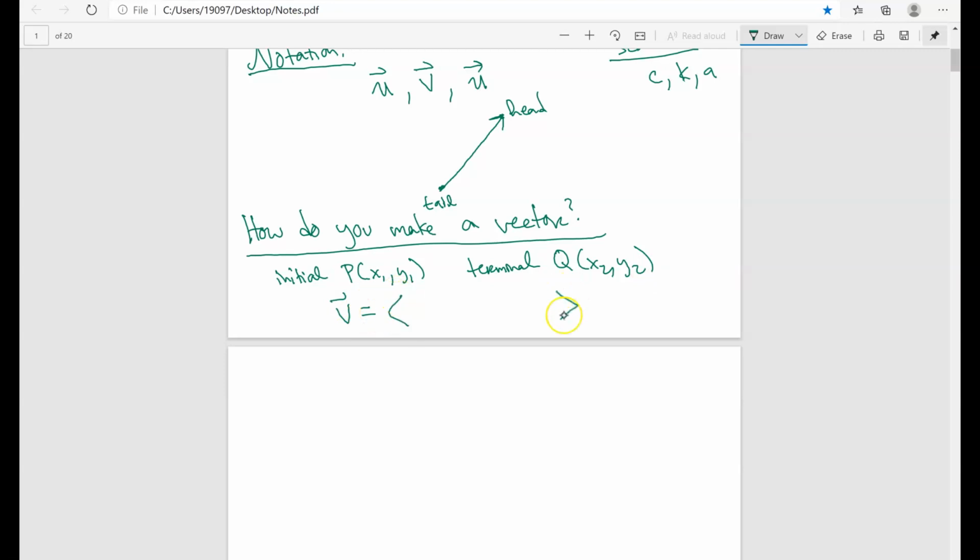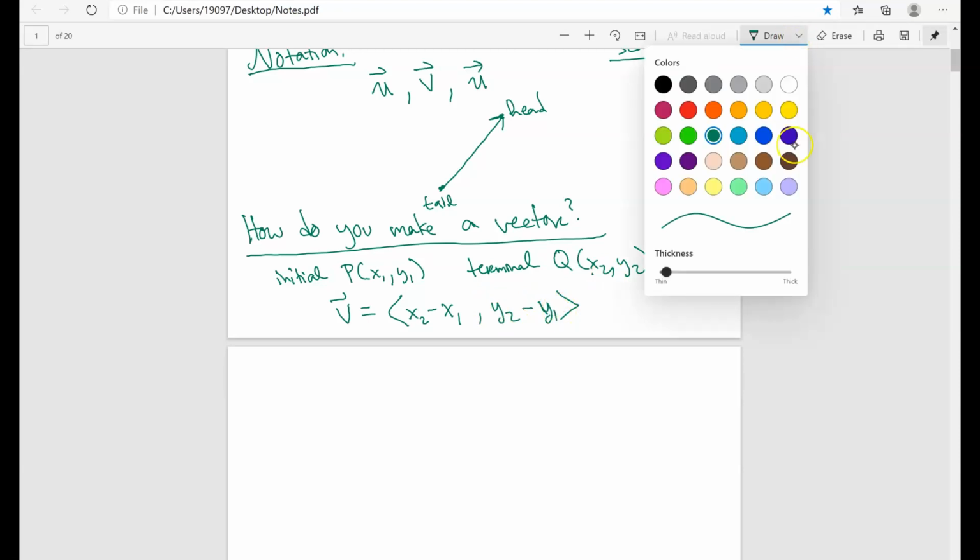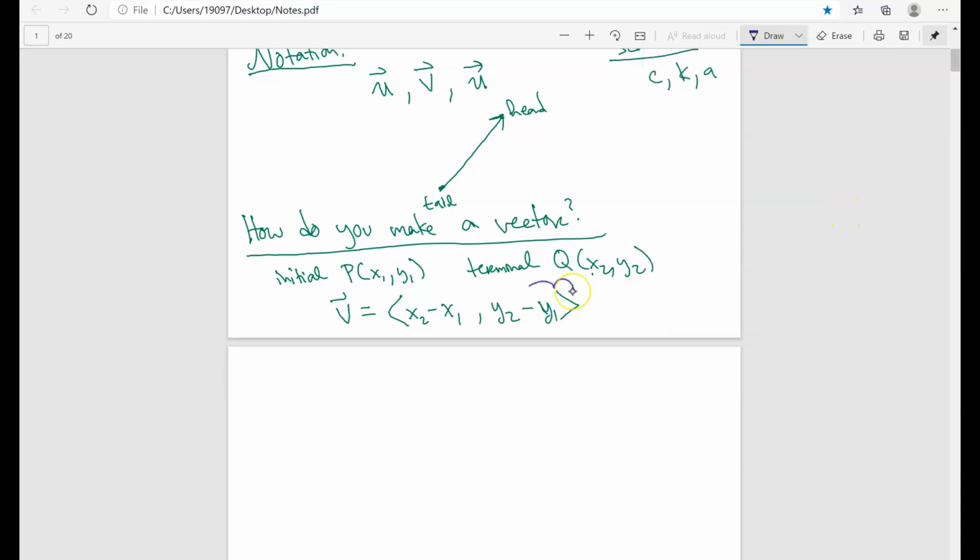So we write two little pointy brackets. We take the terminal x point, which is x2, and subtract the initial point x1. And then the second one, we're going to do the same thing with the y. So y2 minus y1. So that's how you make a vector. You just subtract the points together.